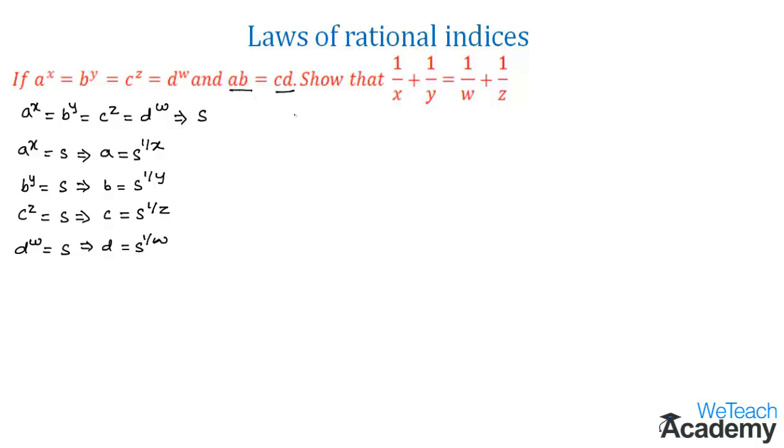The next given condition is ab is equal to cd. So let us write the value of a, which is s power 1 by x, and b as s power 1 by y, is equal to, replacing the values of c and d, s power 1 by z into s power 1 by w.